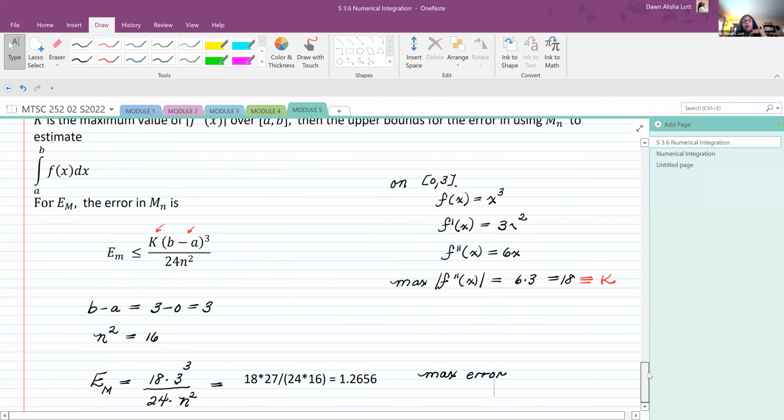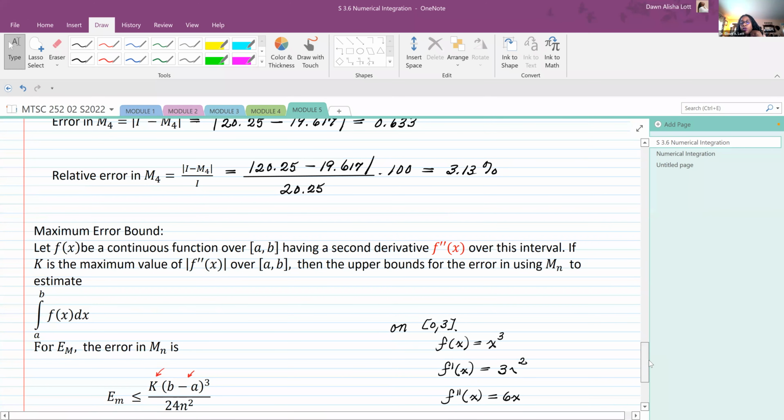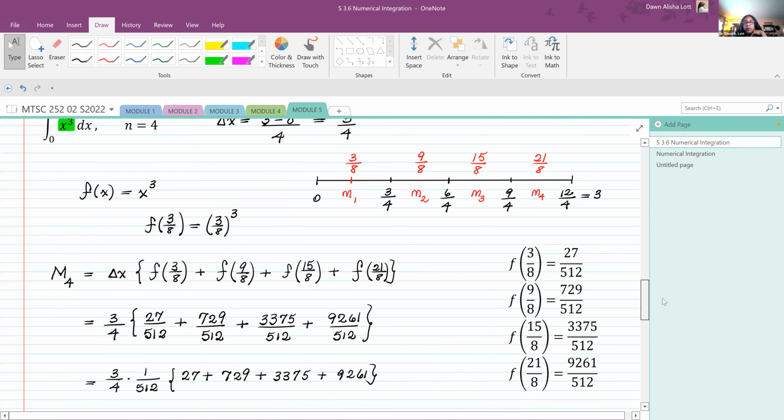All righty. Any questions about the midpoint rule using all the midpoints? Okay, why is my thing frozen?